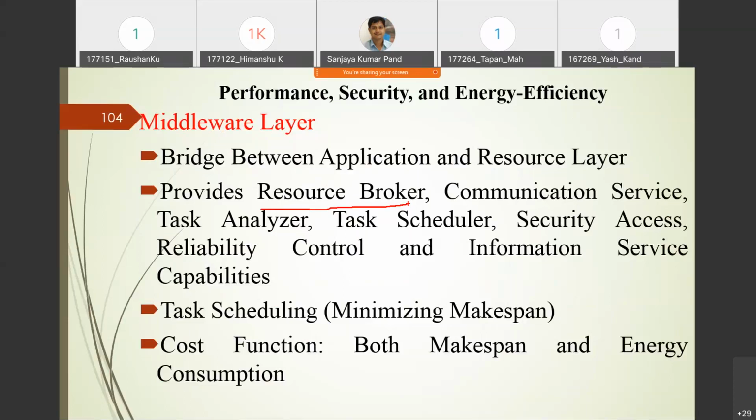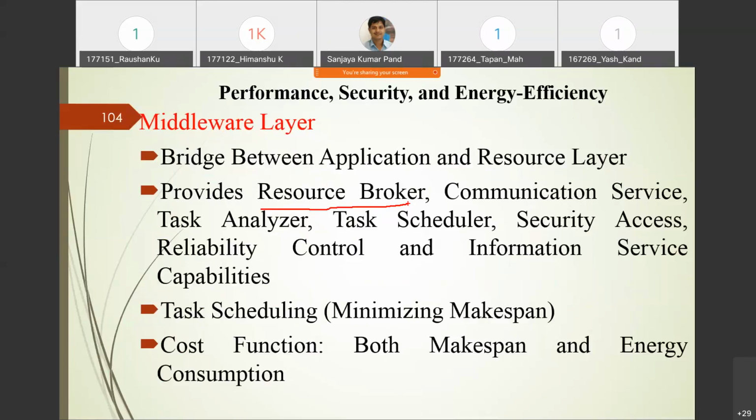What is our overall objective? The objective is to minimize the makespan. Makespan means the total amount of time required to complete a set of tasks. So we have to ensure that the makespan should be as minimum as possible so that all the tasks will be completed before their deadline.